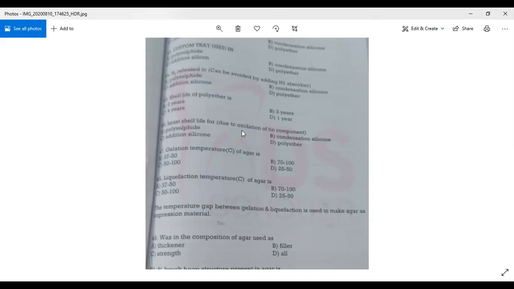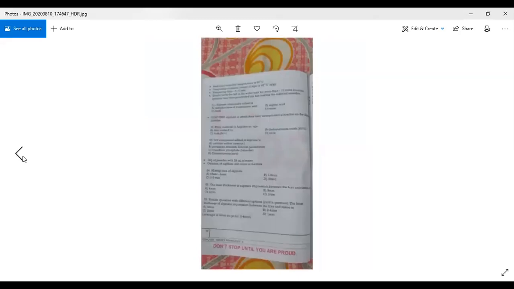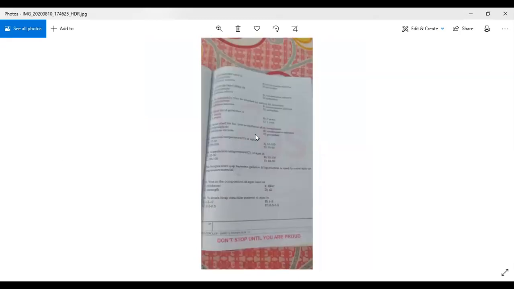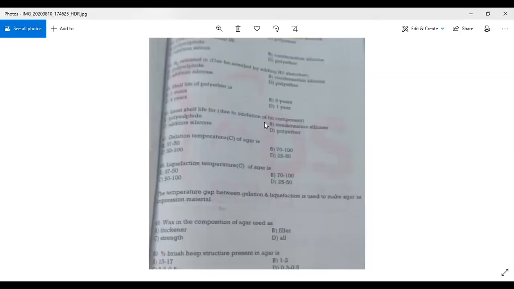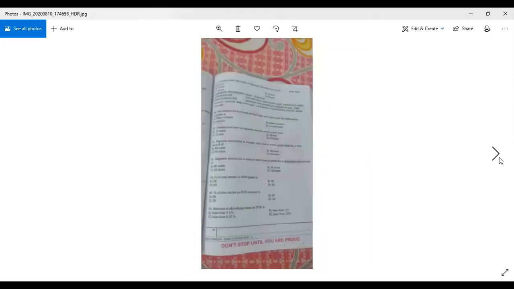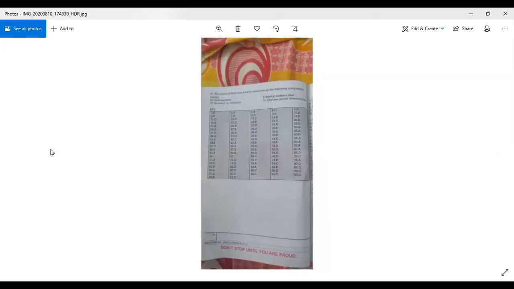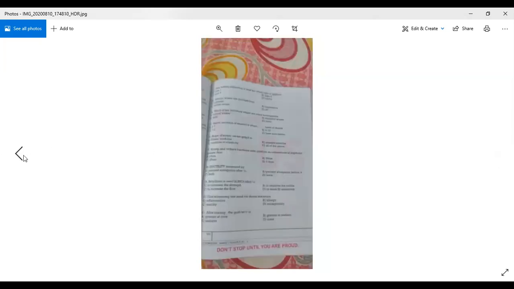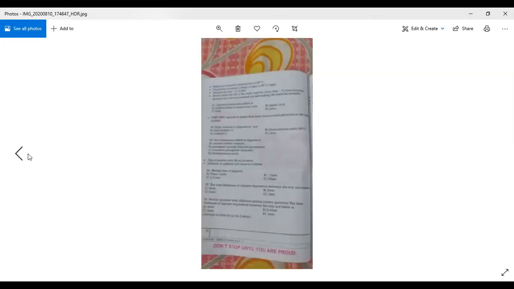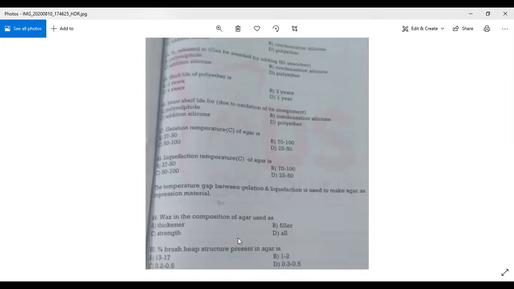Least shelf life is due to oxidation of the tin component. The least shelf life would be for condensation silicone only, because the tin component is there in condensation silicone. So I'll just see the answer. That's B. Yes, condensation silicone.